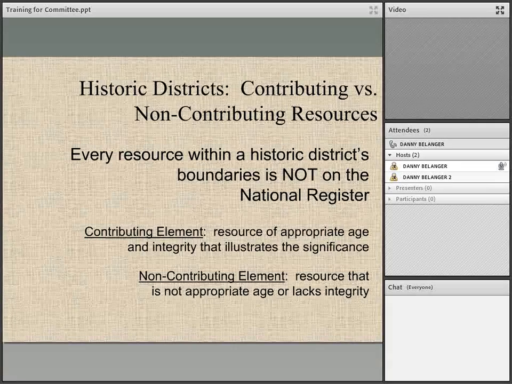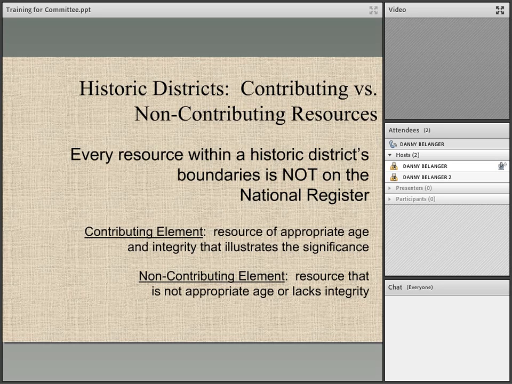In each district, you will have contributing and non-contributing resources. Not every resource within the boundaries is on the register. So those that are contributing are listed. Those that are non-contributing are not listed.